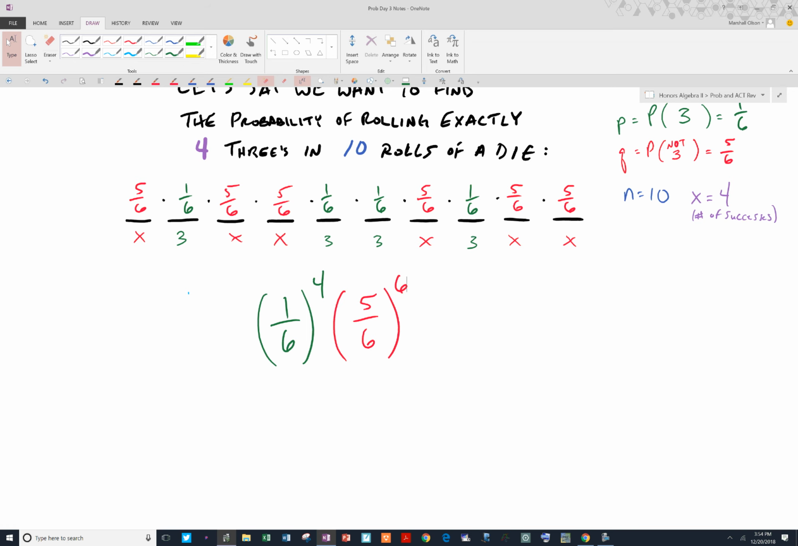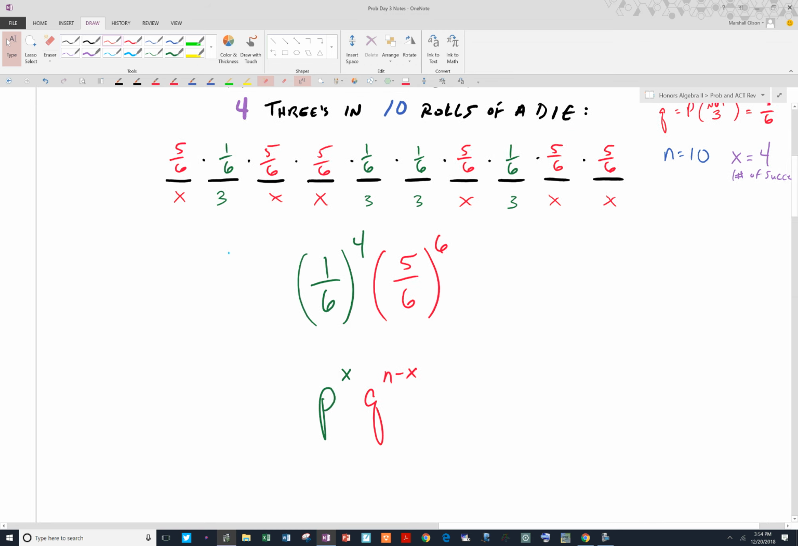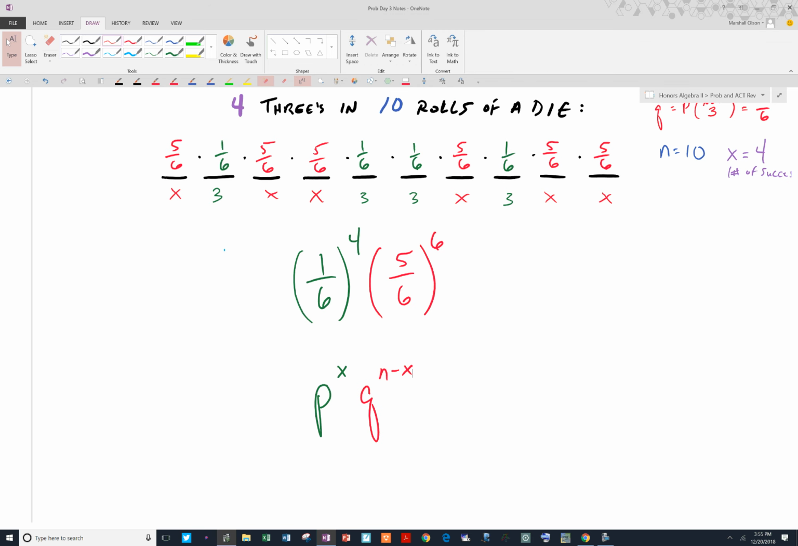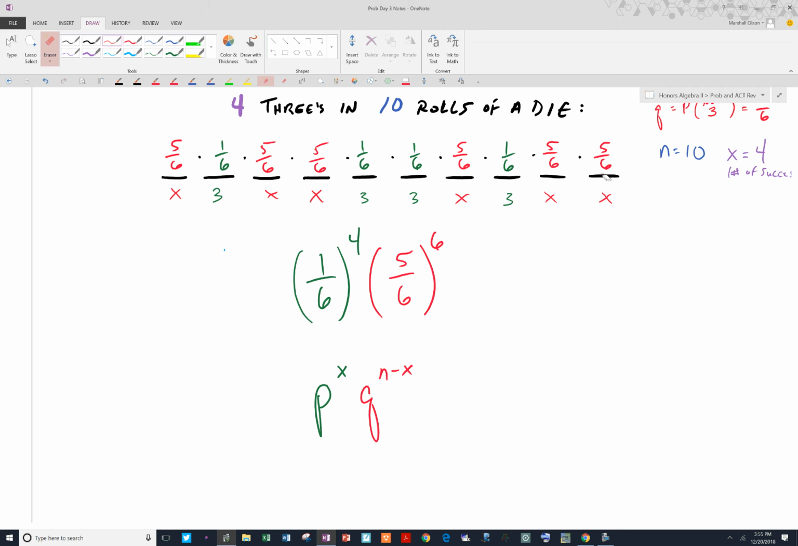So here we see a good chunk of that formula. Here we see the p to the x, and we see the q to the n minus x. But what we're missing here is the fact that this is only one scenario. This is getting 4 3s in just those 4 spots out of the 10. There's all sorts of different ways that you can move those 1/6 around through those 10 trials.